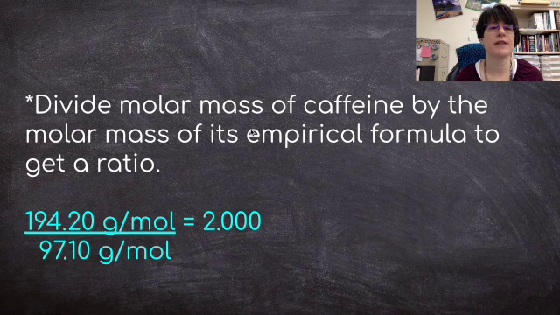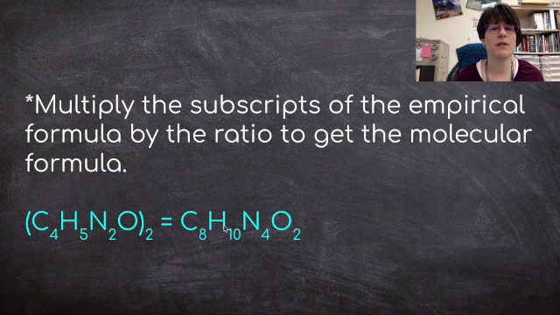Finally, we're going to divide the molar mass of caffeine by the molar mass of its empirical formula to get a ratio. So this is the molar mass of caffeine, and it's 194.20 grams per mole. The empirical formula molar mass is 97.10 grams per mole. When we do the division, we get 2. So we take that number and we multiply the subscripts of the empirical formula by the ratio to get the molecular formula. So here I put the 2 outside here so that we would know we multiply through, and we get C8H10N4O2 for that molecular formula.